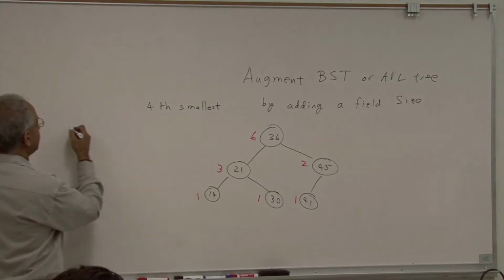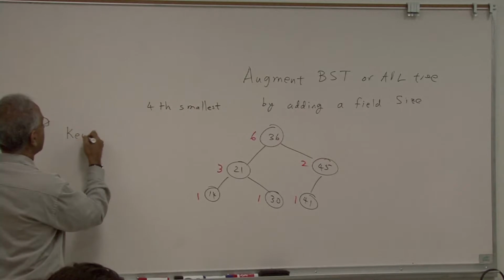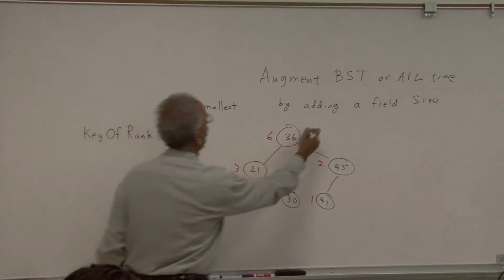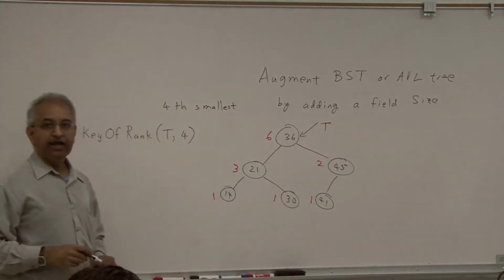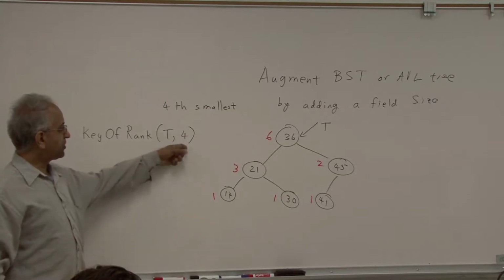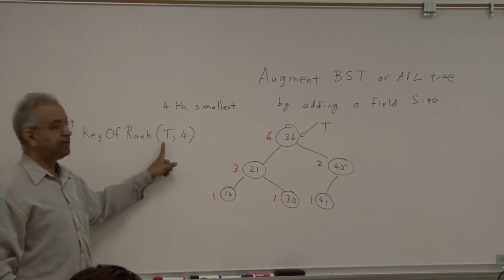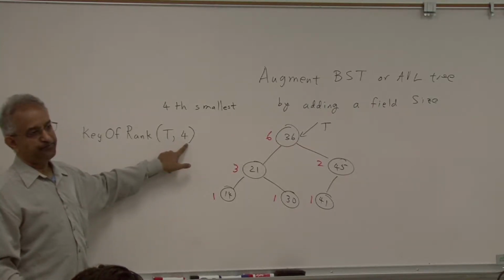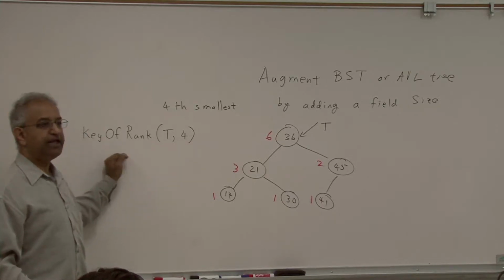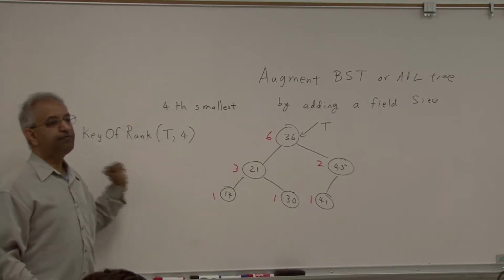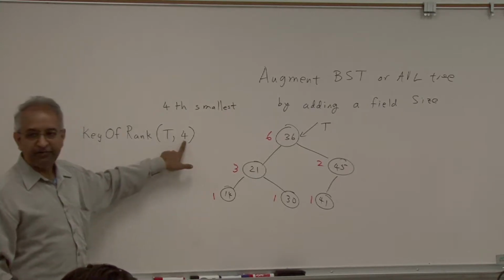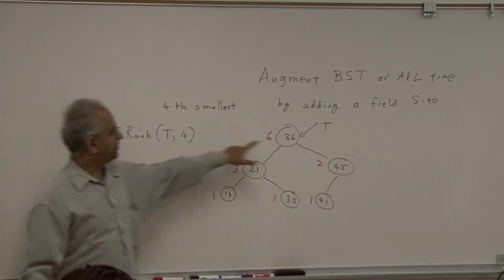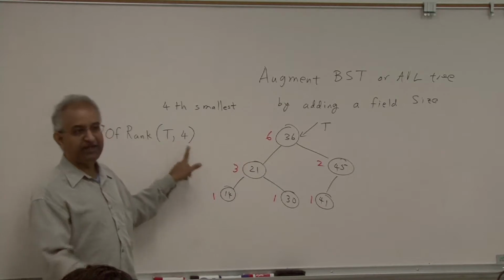So what we want is to create a new function called key of rank. If I now call key of rank t comma 4, what I'm asking is, give me the fourth smallest key in the tree rooted at node t. Is that clear? So this second parameter is the rank, and what we are trying to return is the key of that particular rank. So in particular, if you want the median, what should be the parameter we set here? Look at the root node's size and divide it by 2. That parameter will then give us the median.